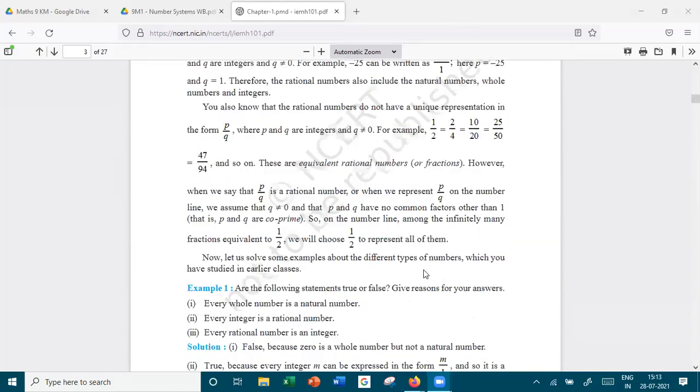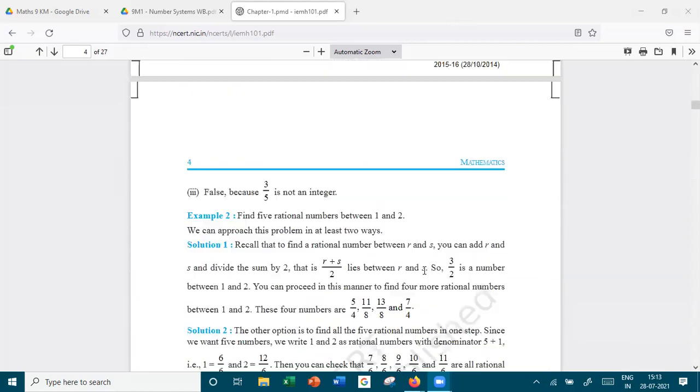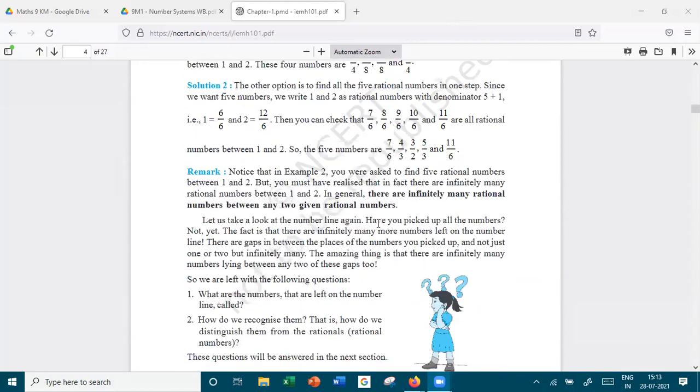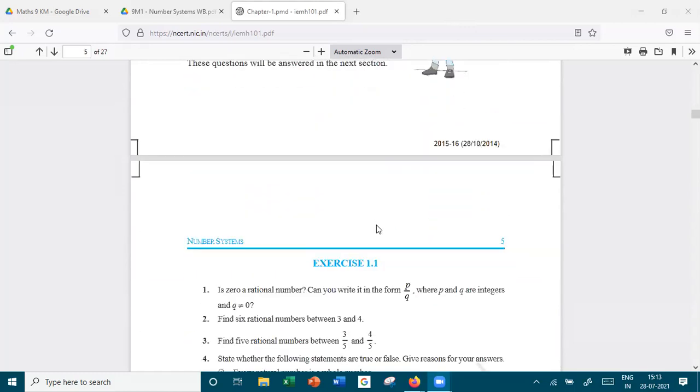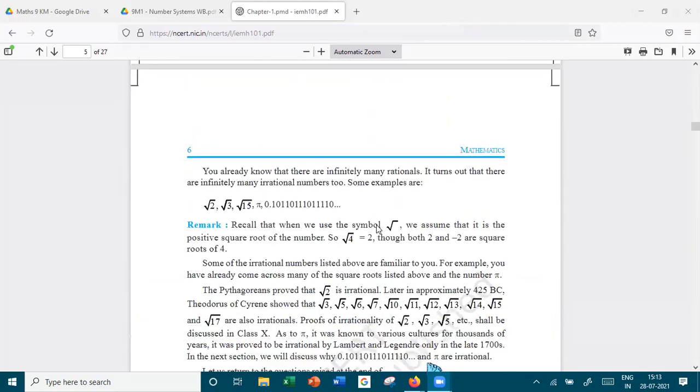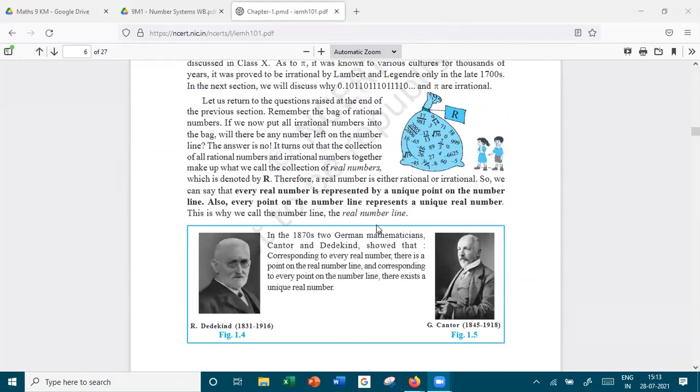Okay. So all the numbers together would form, yeah, here it is, irrational numbers. So this is what I wanted to talk about. This is the real numbers. The collection of all rational and irrational numbers make up what we call the real numbers, which is denoted by R. So a real number is either rational or irrational.